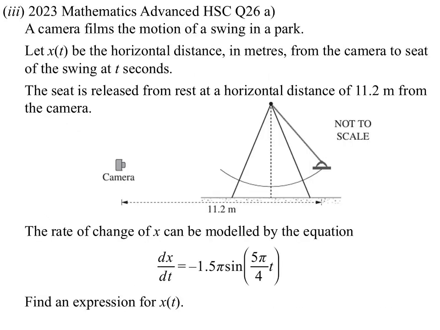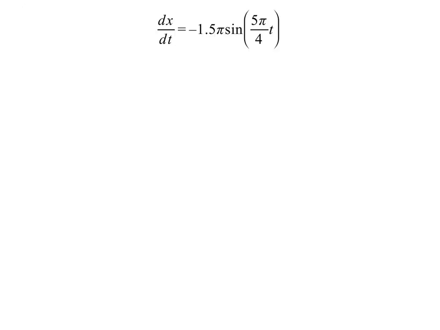From a couple of years ago. The camera films the motion of a swing in the park. Seat released from rest. Okay, so they've given us some initial conditions. They've given us dv/dt. Again, it's a trig one. And we just have to find an expression for displacement. So velocity is dx/dt.